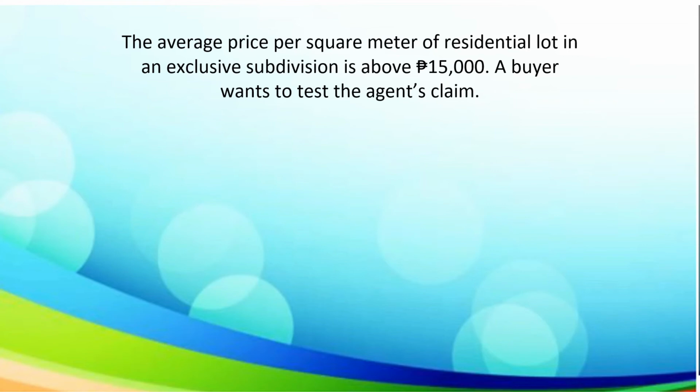Let's take another problem. But this time, we're just going to determine the null and alternative hypothesis and the type of test that we're going to apply. The average price per square meter of a residential lot in an exclusive subdivision is above 15,000. A buyer wants to test the agent's claim. If you observe the words above 15,000, we are referring to the symbol greater than. So in symbol, the null hypothesis will be mu is greater than 15,000.